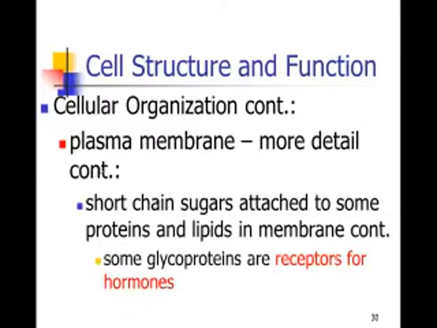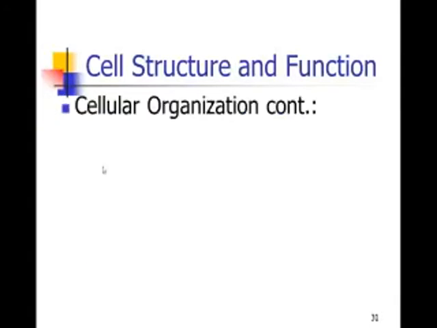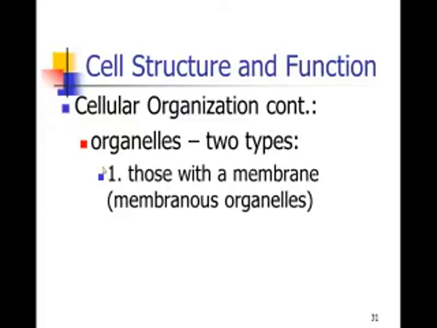Some of the glycoproteins are receptors for hormones. They're receptor sites. Remember, hormones are ways of turning cells on and cells off, sort of the way we can do with nerve impulses.